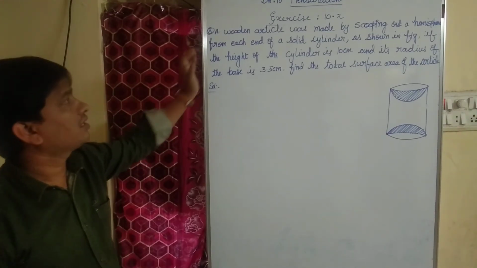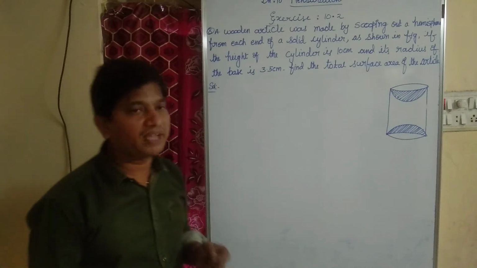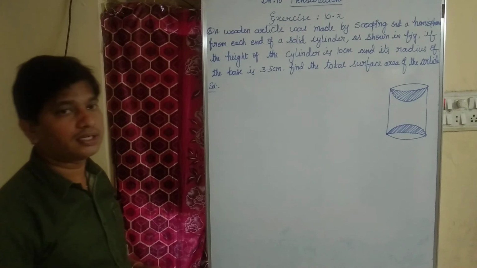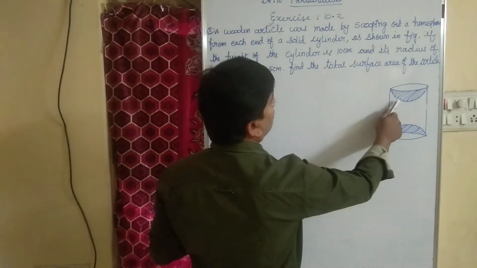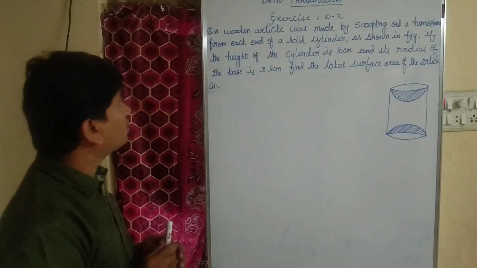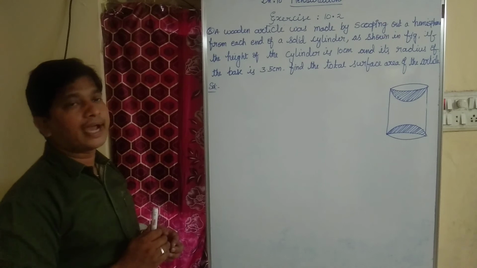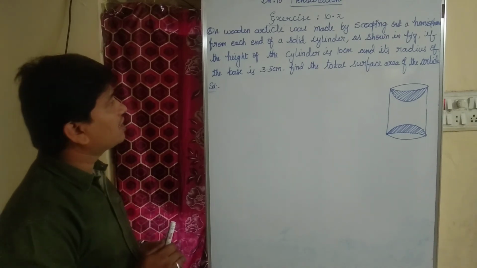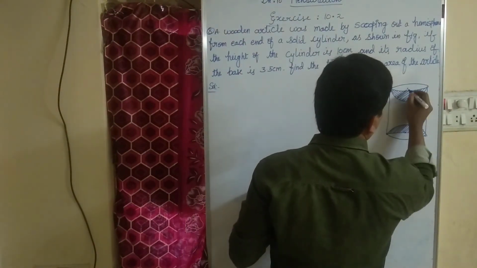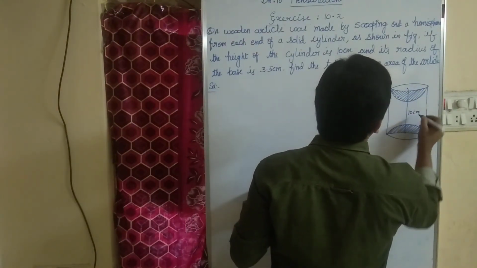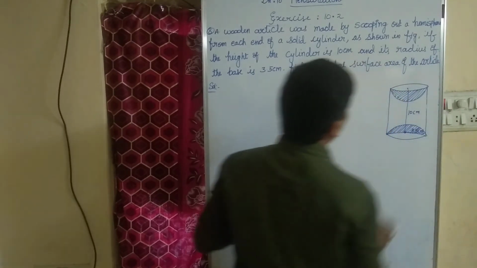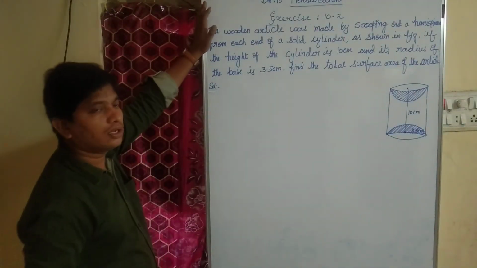Now coming to the 8th question: a wooden article was made by scooping out a hemisphere from each end of a solid cylinder. If you observe the figure, this is one hemisphere and this is another hemisphere. They are scooping out a hemisphere from each end of a solid cylinder as shown in the figure. If the height of the cylinder is 10 cm and the radius of the base is 3.5 cm, find the surface area of the solid.